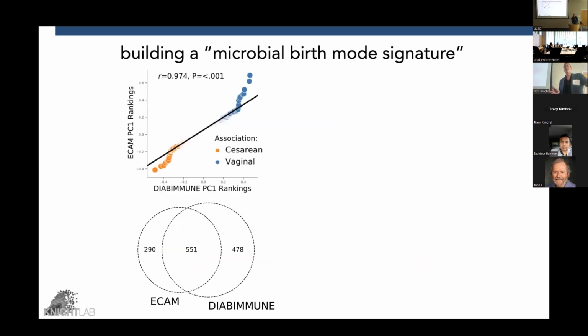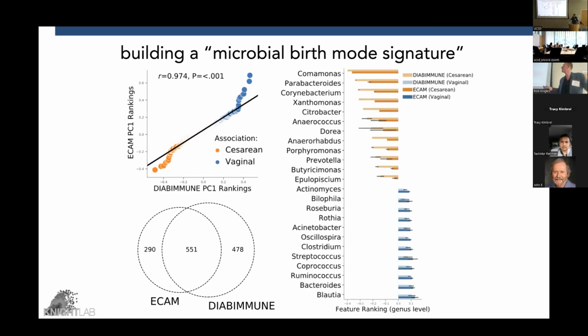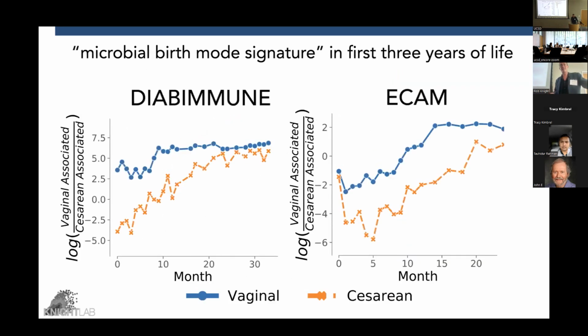So again, what you're able to do is to go back and pull out the specific microbial features that are associated with these different states. So Cameron was able to build this microbial birth mode signature, separating out the C-section babies from the vaginal babies, and then validating that it was consistent between these two cohorts. And so here are the taxa that are especially associated with C-section, a lot of which are associated with skin or with the mouth, versus taxa that are associated with vaginal birth, most of which are more familiar gut taxa that we would expect to see there.